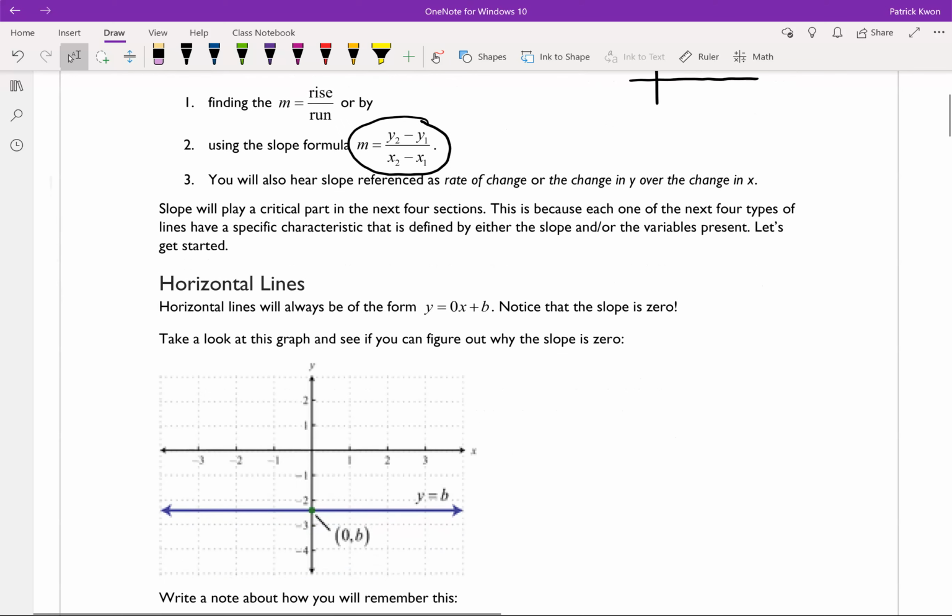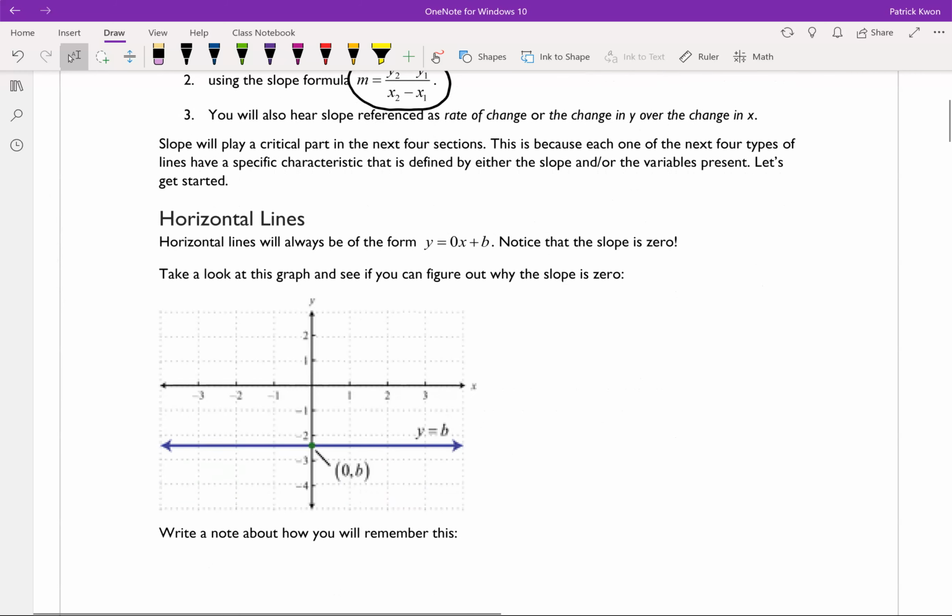So let's talk about some different scenarios or examples here. One of the cases that we have is horizontal lines. Horizontal lines will always be of the form y equals 0x plus b. But note that 0 times a number is just going to be 0. And so really, the simplified version of that equation is just y equals b, where b is some number. And so anytime you have an equation that looks like y equals b, it's just going to give you a horizontal line, like you can see in this graph here.